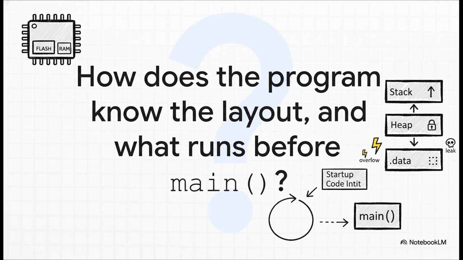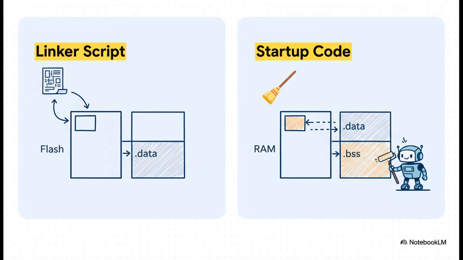How does the program know where RAM even starts? Who tells it where to put the stack? And what in the world is running to get everything ready before your main function is ever called? The answer is this amazing duo. First, you have the linker script. It's the map or the architect's blueprint. It's a config file that tells the tools exactly where flash and RAM are and which sections go where.